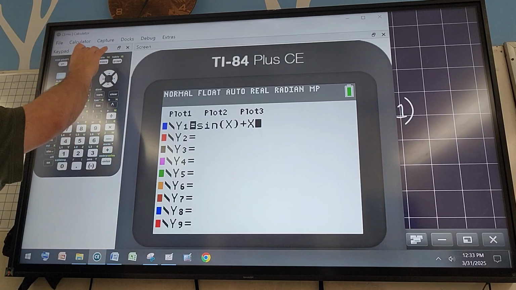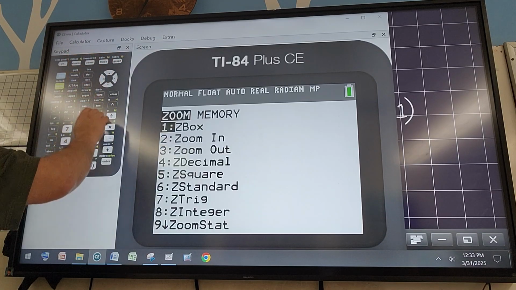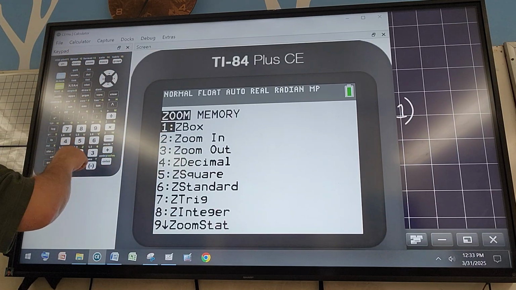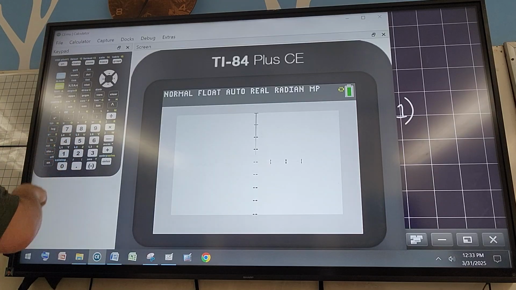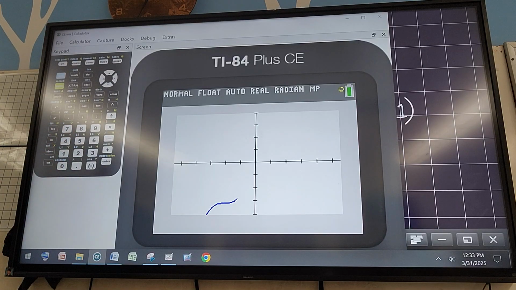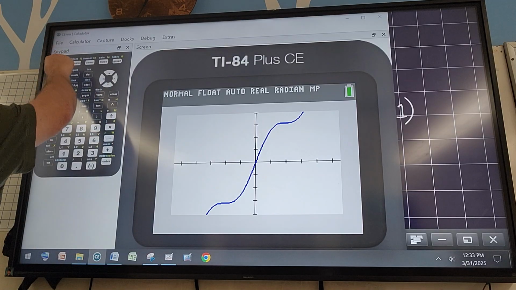Will that do it? Let's give that a look. Not enough. Or too much, I should say.